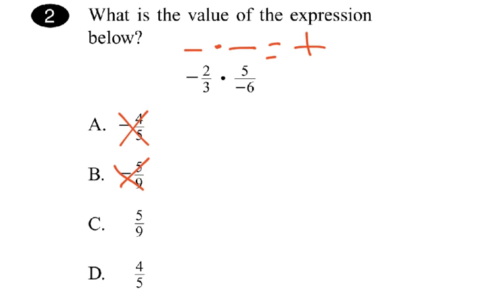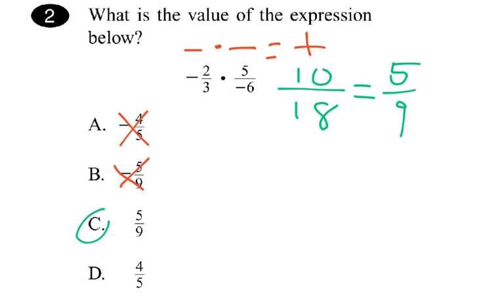So now it's just a matter of doing the multiplication. 2 times 5 is 10. 3 times 6 is 18. And we can simplify this dividing by 2 on top and bottom to 5/9. C.